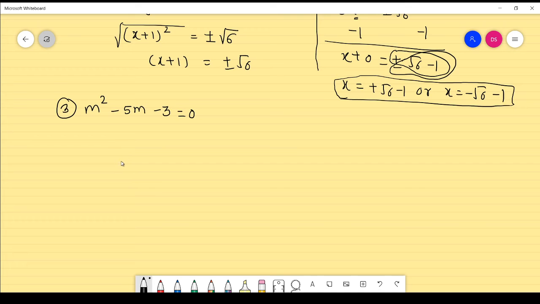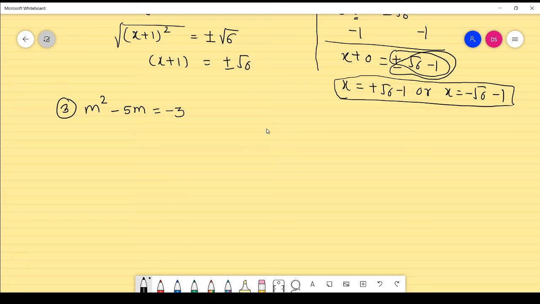Oh sorry, no, it is not like that. Wait, I just made a mistake. Here we have m square minus 5m, which is equal to minus 3, directly provided. So our first step of taking the constant to the right hand side, they have already given ready made, that minus 3 on the right hand side.